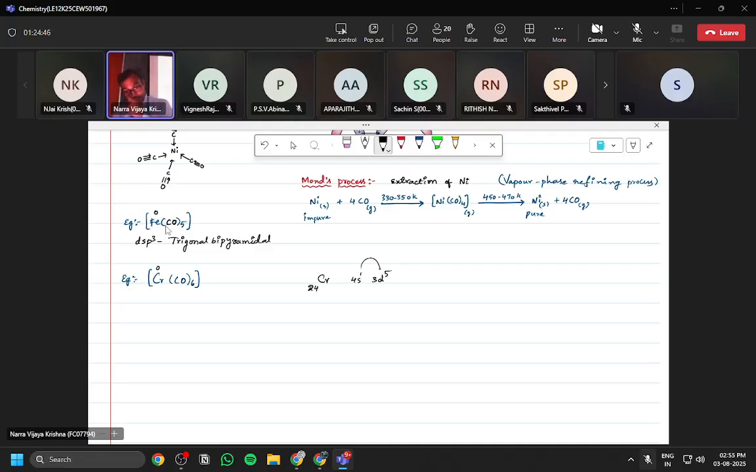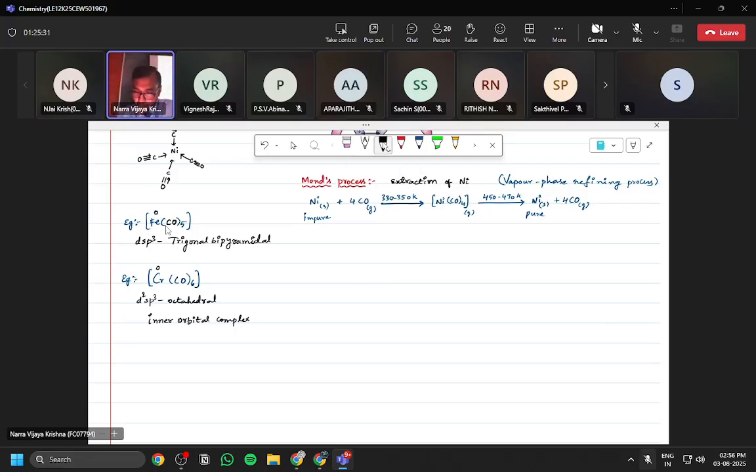Now strong field. So 3d6, 4s0, 4p0, 4d0. Six ligands: 1, 2, 3, 4, 5, 6. S empty, P empty. Then hybridization: d2sp3. Octahedral. Is it an inner orbital complex or an outer orbital complex? Any questions, sir?